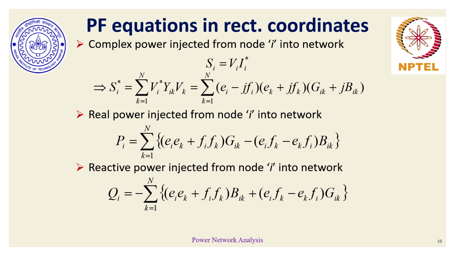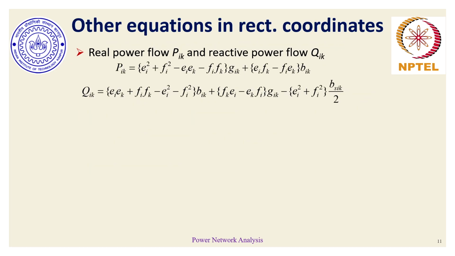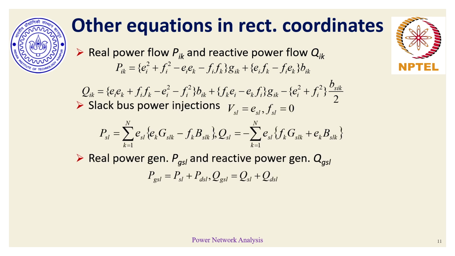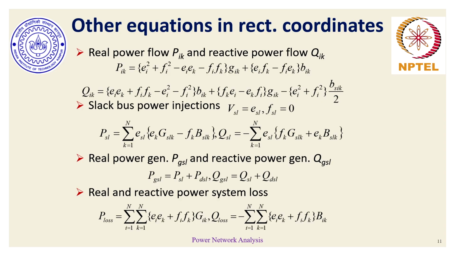For rectangular coordinates, as I have already mentioned in the opening slide, we are choosing the voltage of bus i to be of the form e i plus j f i, where j is the complex operator. e i is the real part of V i, f i is the imaginary part of V i, and if we use this notation and re-express our real and reactive power equations, these all turn out to be quadratic equations and not transcendental equations. And similarly, all our real and reactive power equations, bus injections at slack bus, real and reactive power generation, system loss, we have already seen these expressions, which we can evaluate once the power flow solution has been obtained.